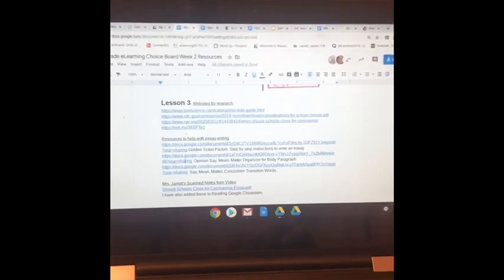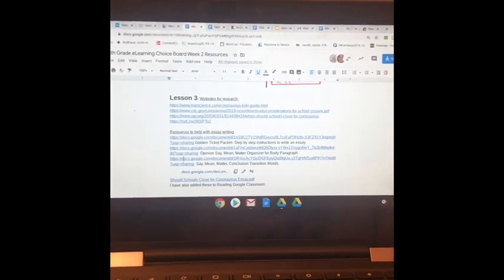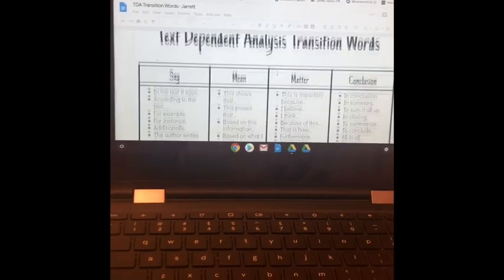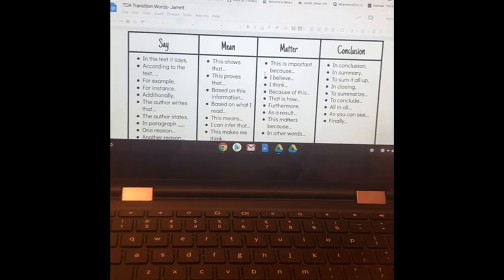And your transition words. All right, so I went ahead and did 2 of these.